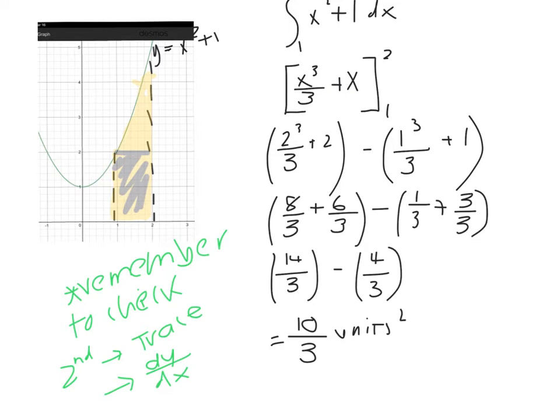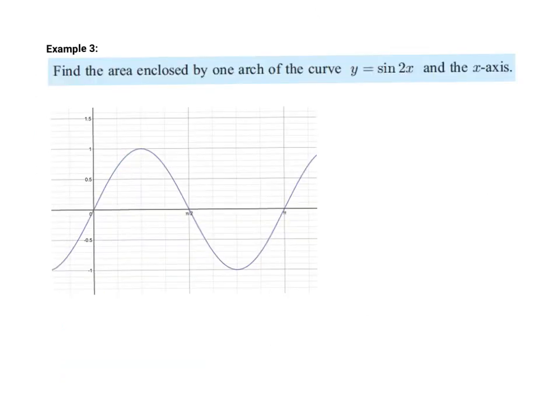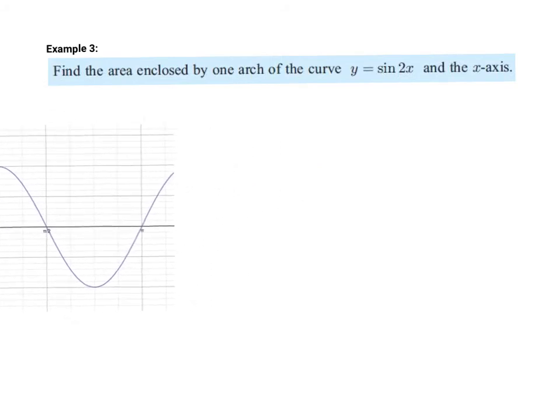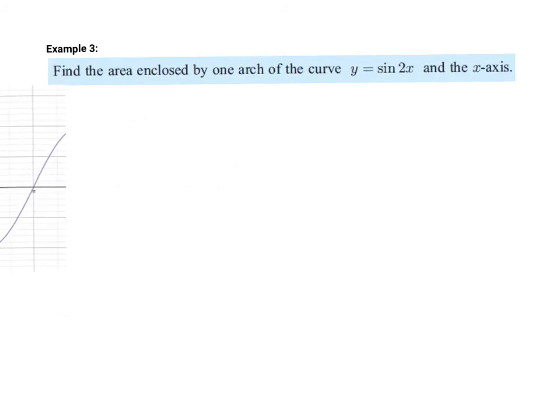All right, last example for lesson 6. And our most complicated one, of course. We want to find the area enclosed by one arch of the curve y equals sine 2x and the x-axis. So y equals sine 2x. Let's think about that. What does that graph look like?